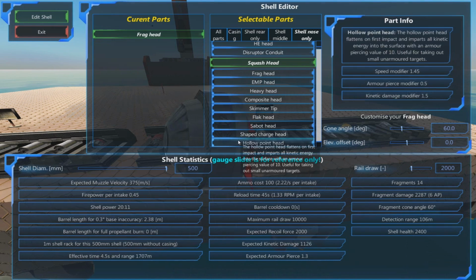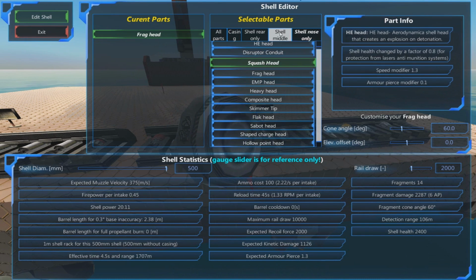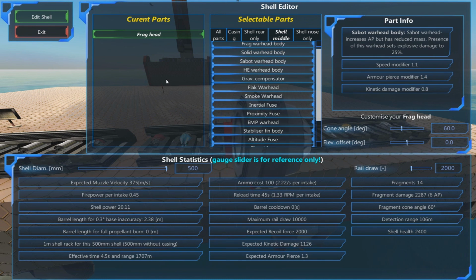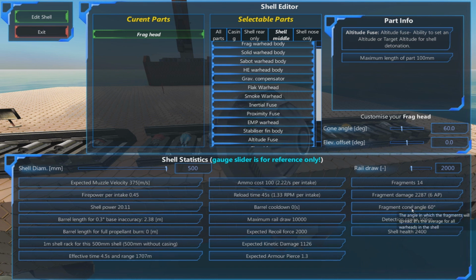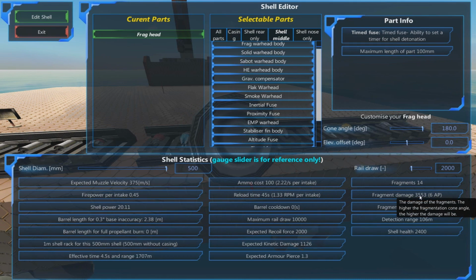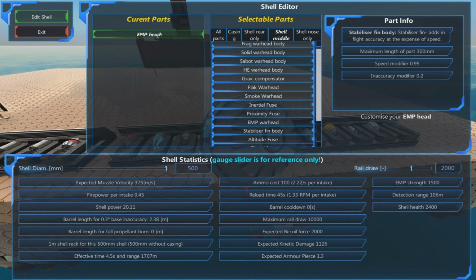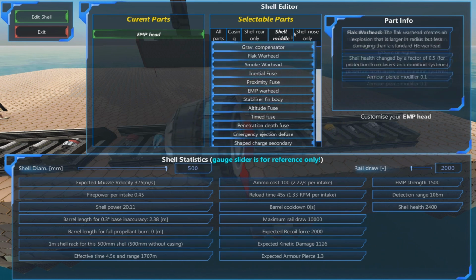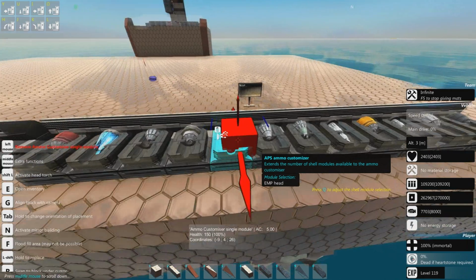In any case, Frag Head is pretty much exactly the same. It's the nose version of the Frag Warhead Body, makes little fragment shrapnel things. And, by the way, 500mm fragmentation, damage per frag is a lot. It is a lot, just so you know. In practice, it doesn't do a hell of a lot because it has lousy AP, but what can you do? Also, lower fragmentation number. Okay, then we have EMP Head. It's exactly the same as the EMP Warhead Body, except it's on the nose.